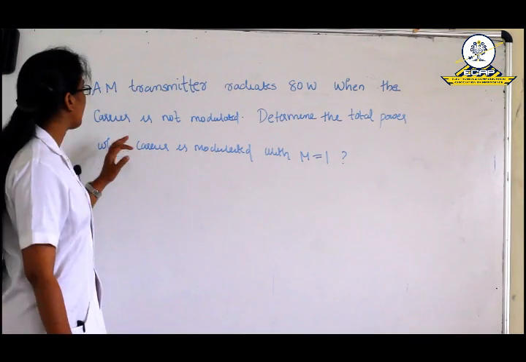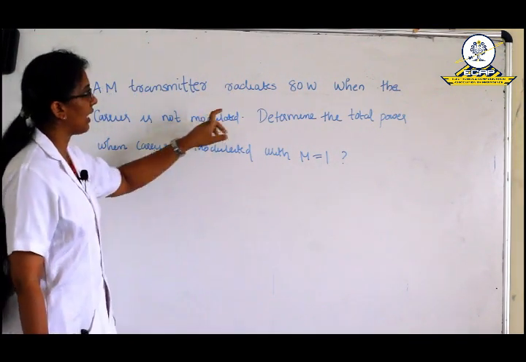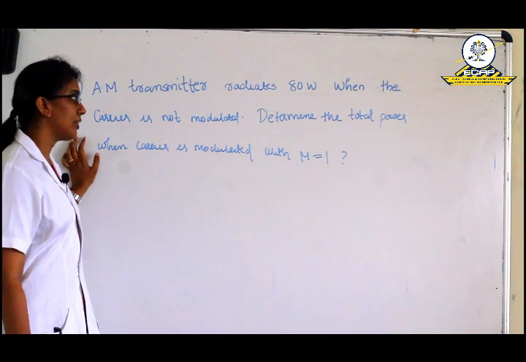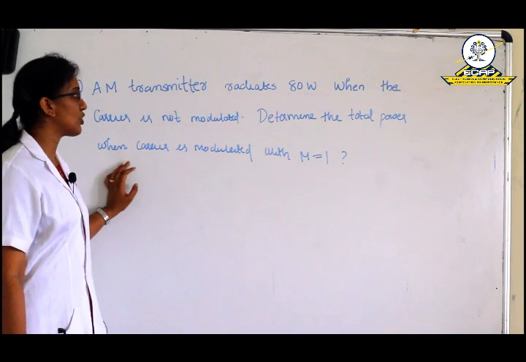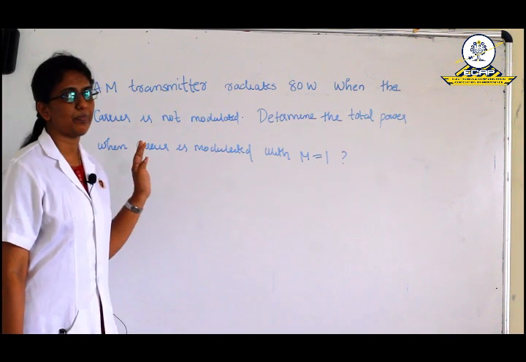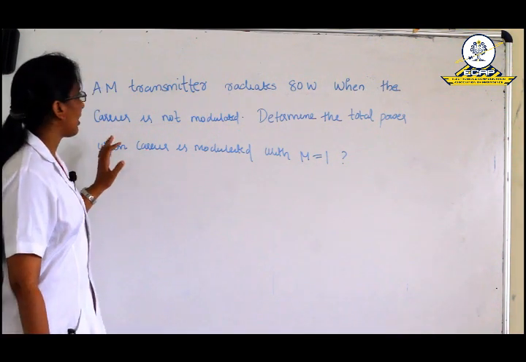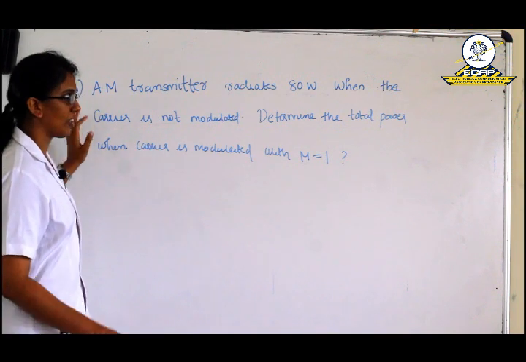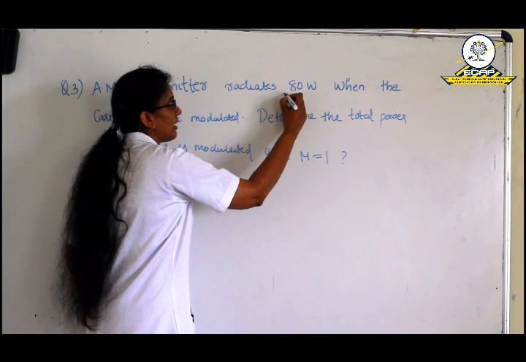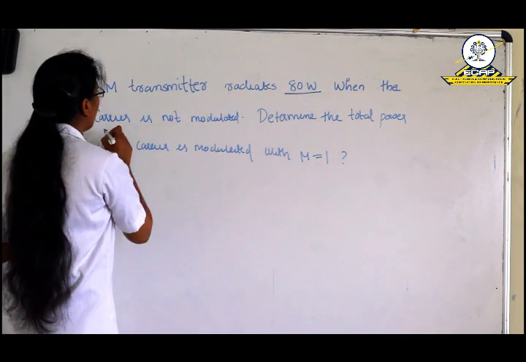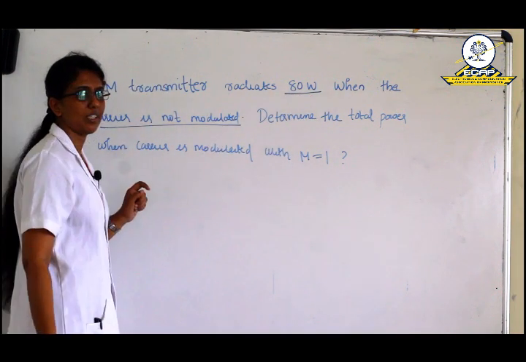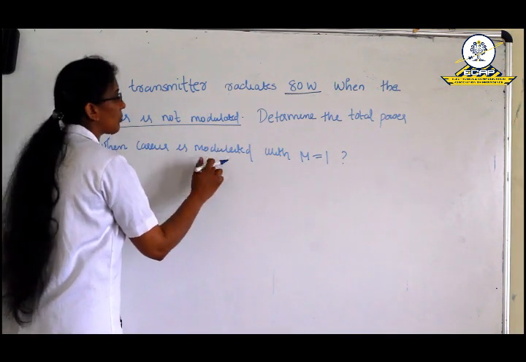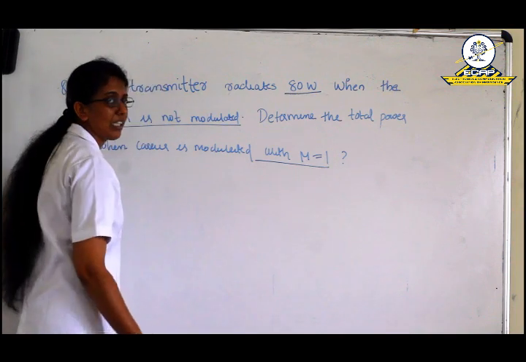The next question is, an AM transmitter radiates 80 watts when the carrier is not modulated. Determine the total power when the carrier is modulated with mu equal to 1. The question is, calculate the total power. First part, the AM transmitter radiates 80 watts, that is total power radiated is 80 watts, when the carrier is not modulated. This is very important, carrier is not modulated. Determine the total power when the carrier is modulated with the modulation index equal to 1.